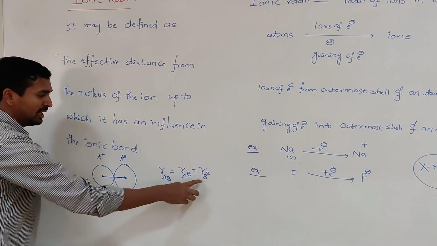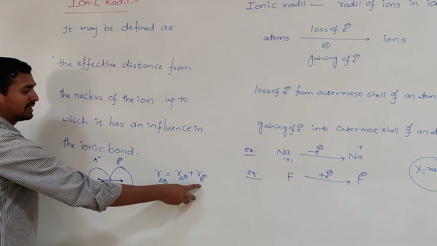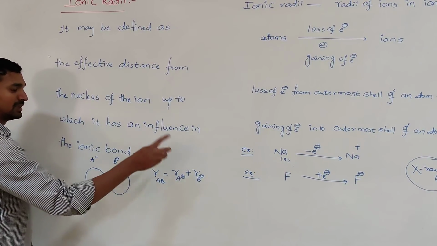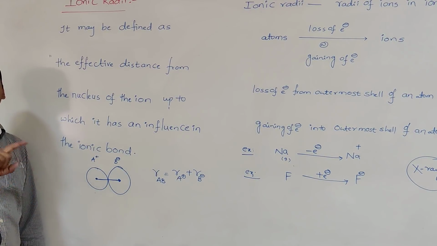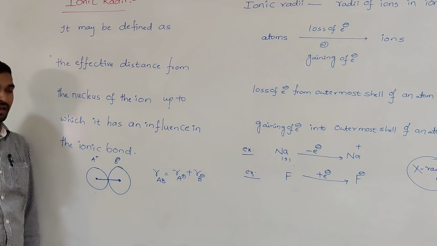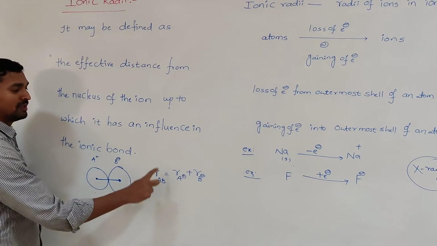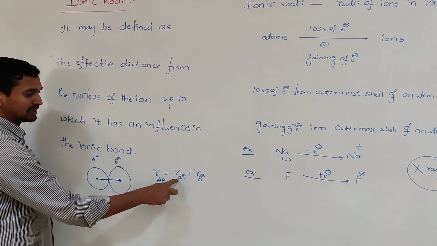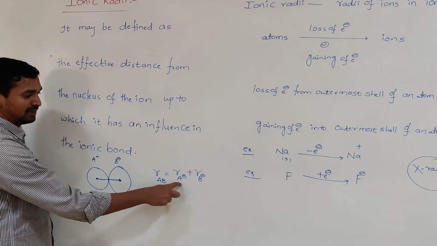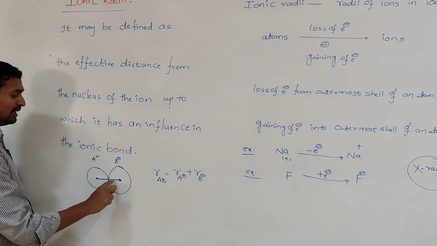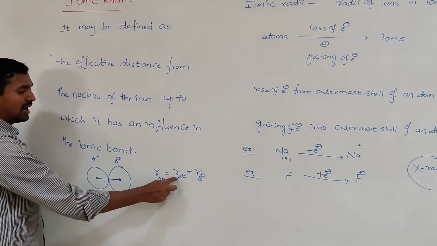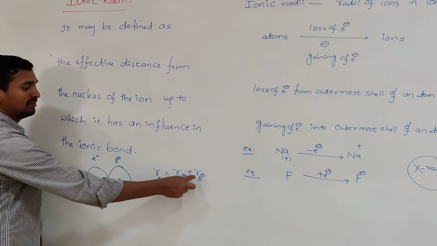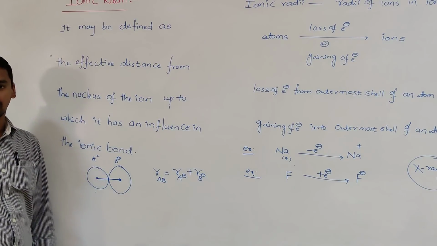By knowing any one of the radii, either cation or anion, and substituting that value, we can calculate the ionic radius of the other ion. For example, if I know the radius of the cation, I substitute the value in place of Ra plus. RAB means the internuclear distance. Then by subtracting Ra plus from RAB, we get the radius of the anion.